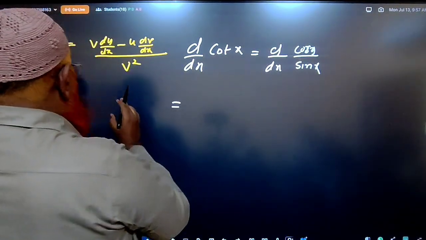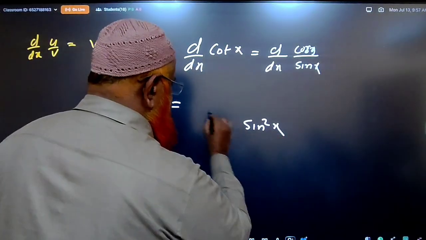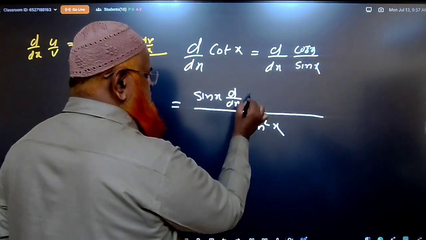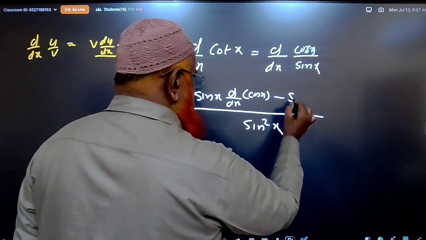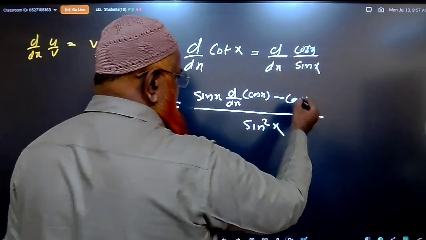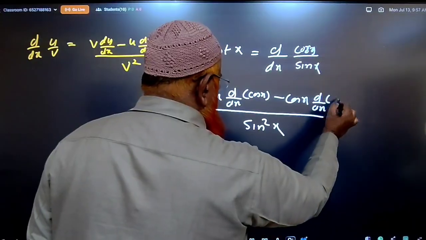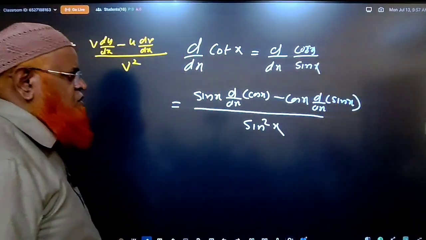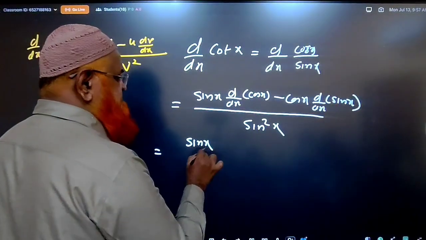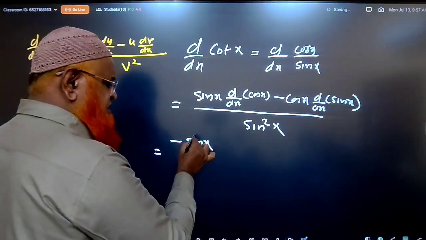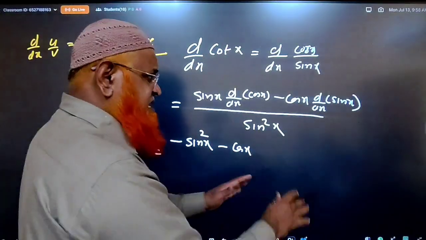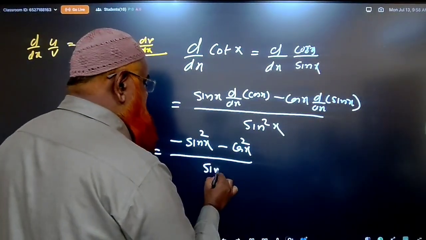So sin x is below, so this can be taken as sin square x in the denominator, and first v comes, means sin x should come, d by dx of cos x, minus first cos x; u dv minus v du. Hope you understood what I am saying now. So what will you get now? Sin x, and this is going to be minus sin x, so minus sin square x, and this is cos x, d by dx of sin x is again cos x, so cos square x, divided by sin square x.